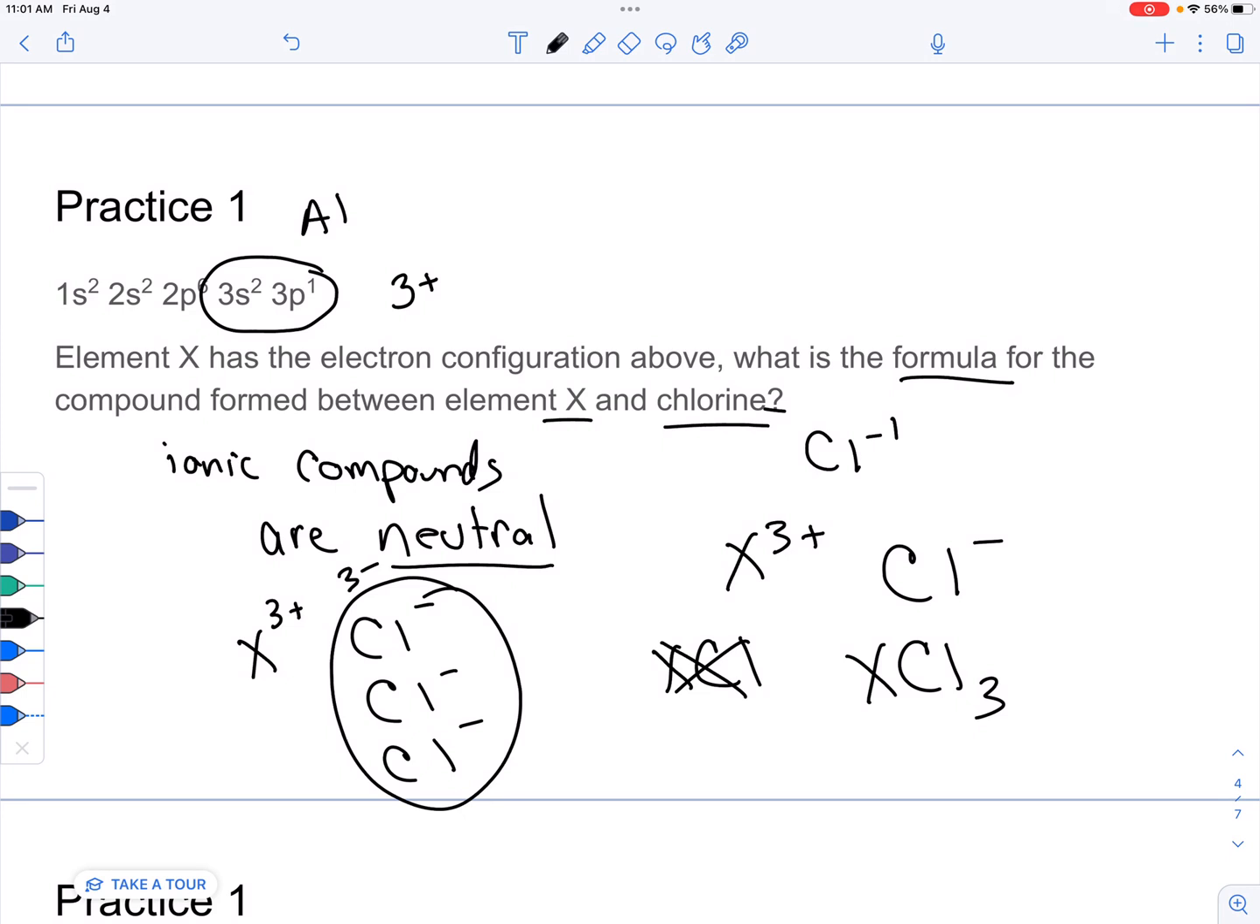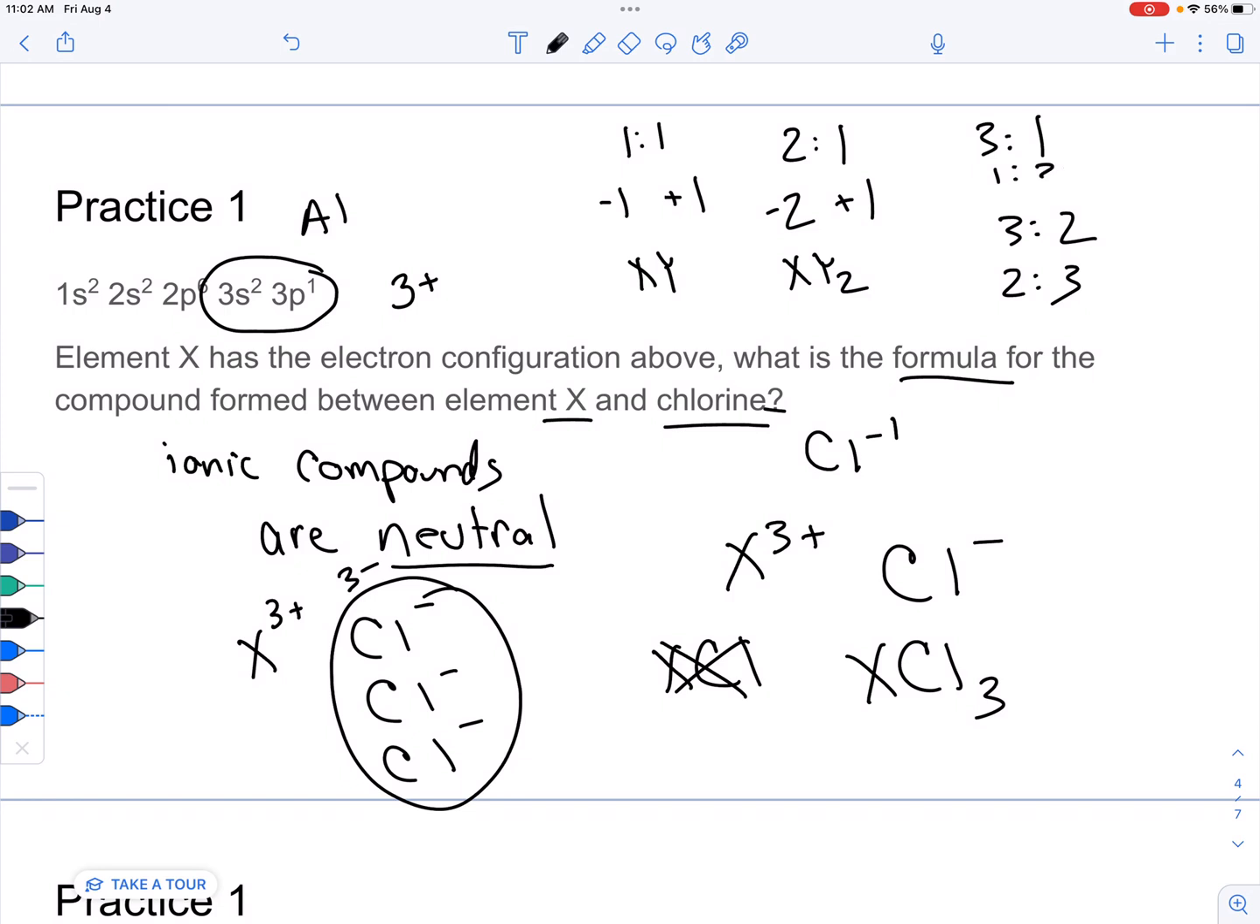Again, really the ones you're working with for our main group elements, you could either have a 1 to 1. So let's say you had a negative 1 and a plus 1. You could have a 2 to 1 or a 1 to 2. Let's say you had a negative 2 charge and then a plus 1 charge. And so this would be like XY2. This would be like XY. You could have 3 to 1. You could also have 3 to 2, or 2 to 3, 1 to 3, or 1 to 2. Those are really your only options.